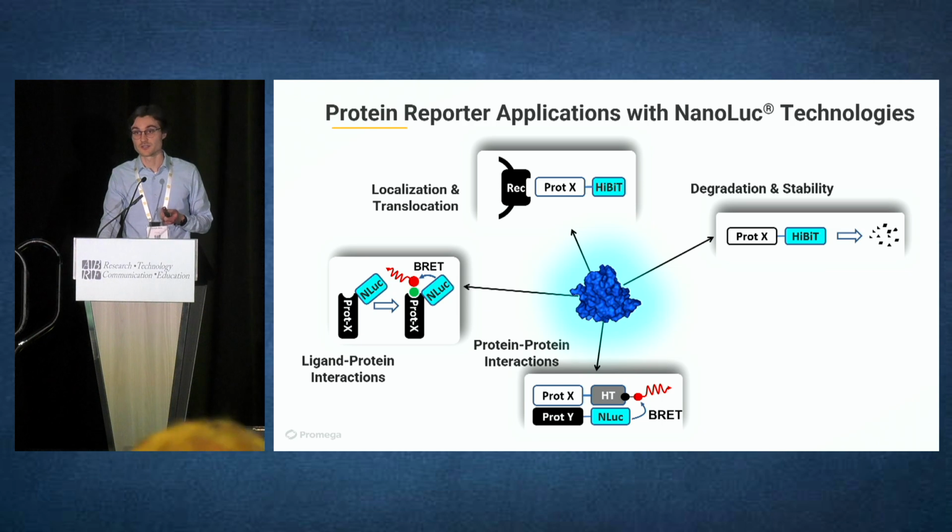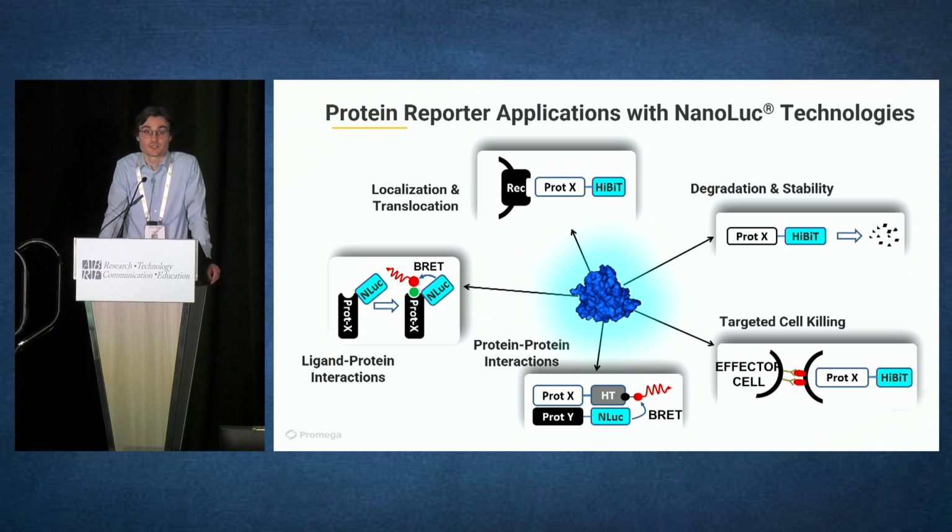Protein degradation and protein stability are also a great way to study using HiBiT. And then lastly, natural killer cells in action, targeted cell killing, can be studied with HiBiT. And so all in all, this demonstrates that NanoLuc is a very diverse toolkit that allows you to study a lot of really interesting and dynamic protein events that, again, wouldn't traditionally be easy to study with fluorescence.